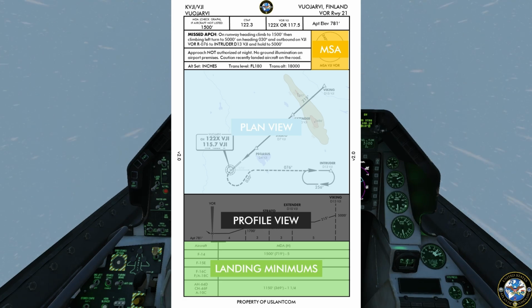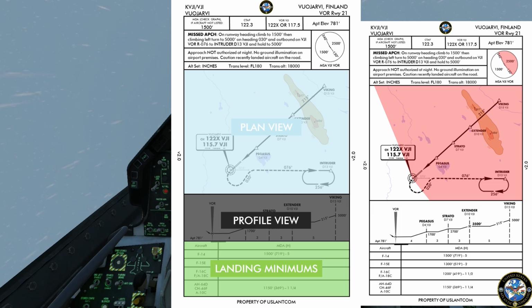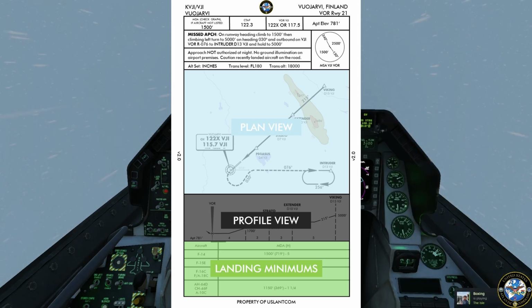In the notes section, looks like the approach is not authorized at night because there are no lights. Caution: recently landing aircraft on the road. I'm guessing that's because there aren't any taxiways to pull off of at this airport/road. And in the MSA section, on the northeastern side of the airport, we have an MSA of 2,500, which is where we are operating now, from the 340 to the 130 radial of VJI. I'm guessing that's because of the mountain 10 miles to the northwest of the airport. On the southwestern side, it's 1,500. The MSA gives us at least 1,000 feet of vertical clearance from any obstacle.